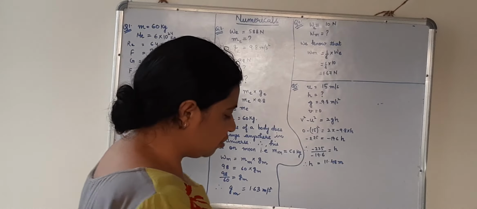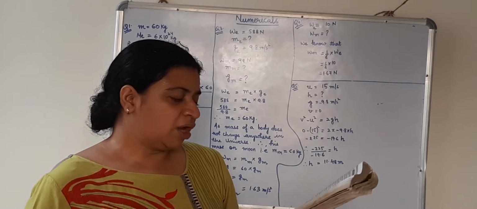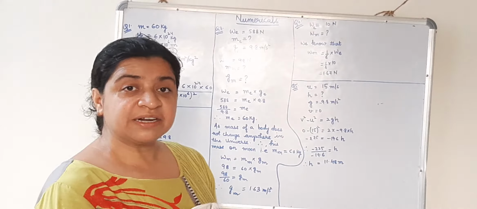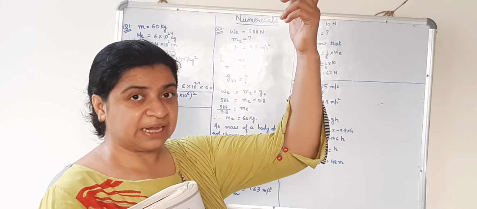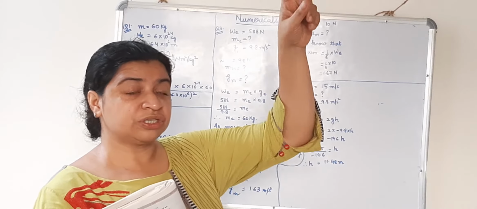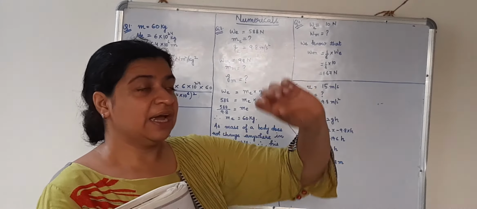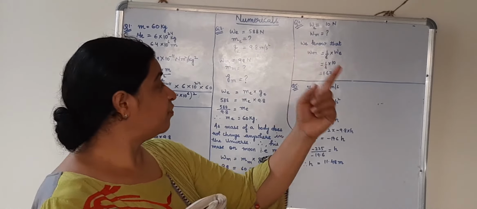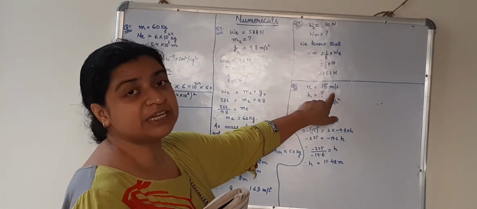Now, last question, question number 5. A ball is thrown up with a speed of 15 meter per second. We are throwing something up. Again, upward motion, g we are going to take negative. And we have thrown the ball with a speed of 15 meter per second. That means that is the initial velocity.